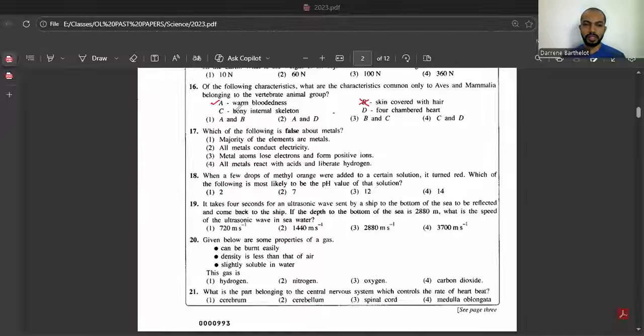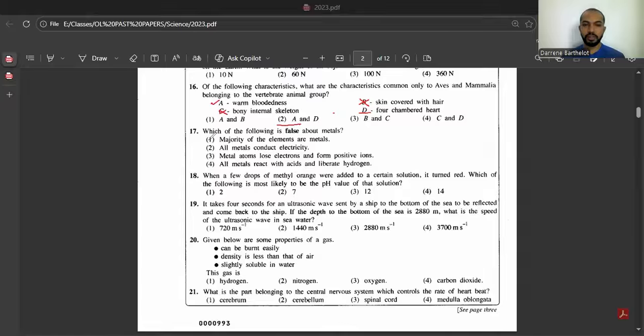C, bony internal skeleton. Mammalia has bony internal skeleton, but aves have light bony endoskeleton, which helps them to fly. D, four-chambered heart. Yeah, that's correct. So answer should be A and D. Answer number 2. 17. Which of the following is false about metals?